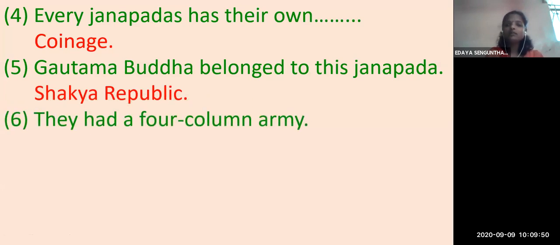Which one of the dynasties had a 4-column army? Who was having a 4-column army? We have seen infantry, cavalry. In which kingdom, in which Mahajanapada did it exist? The 4-column army. Yes, Pankini, say, beta. Elephants. That was the name of the 4-column army: infantry, cavalry, elephants and chariots.